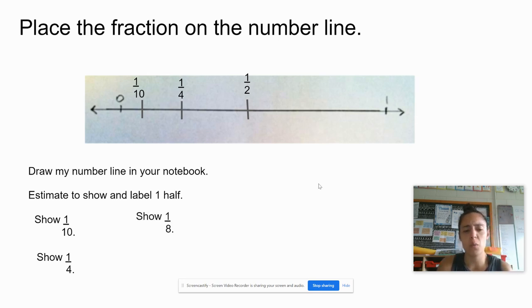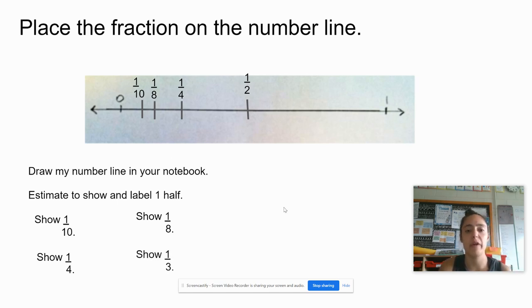Now, I want to show 1/8. So again, I know half of 8. So from 0 to 1, I need to make 8 little pieces. Half of that would be 4. So I need to think about where over here would be how I can break this into 4 pieces. And I would label it about right here. So this is where my 1/8 would be.